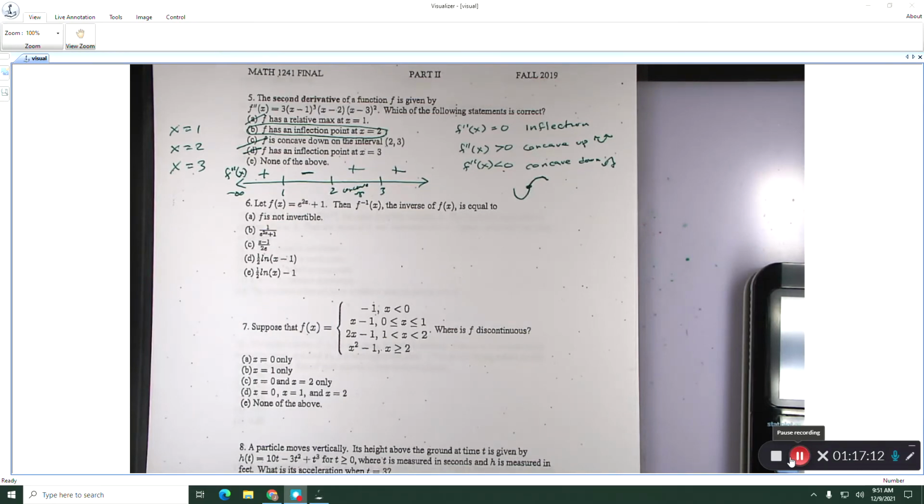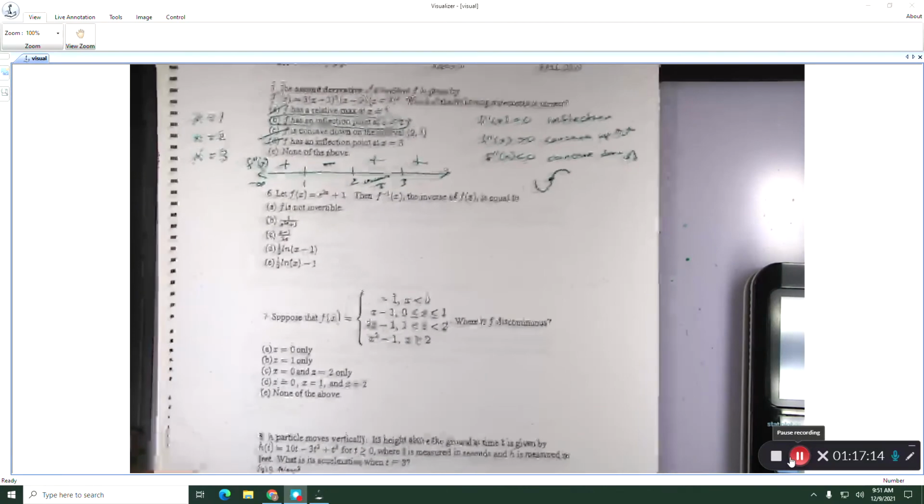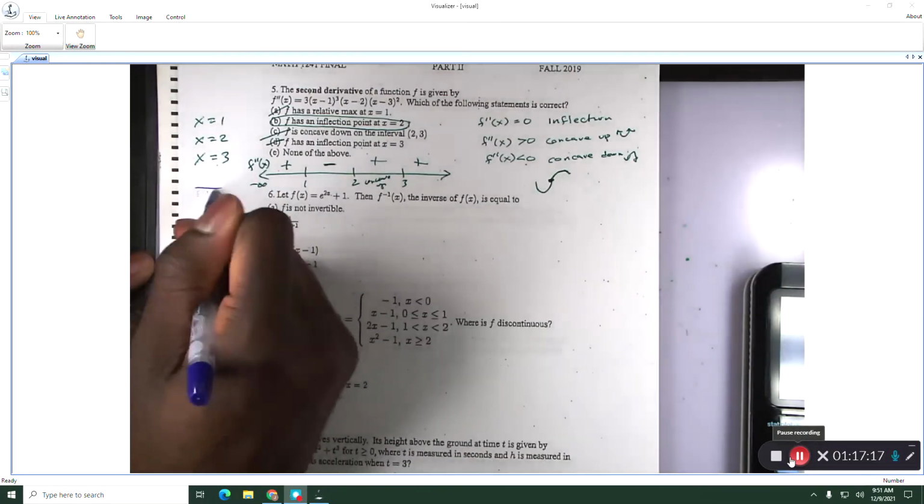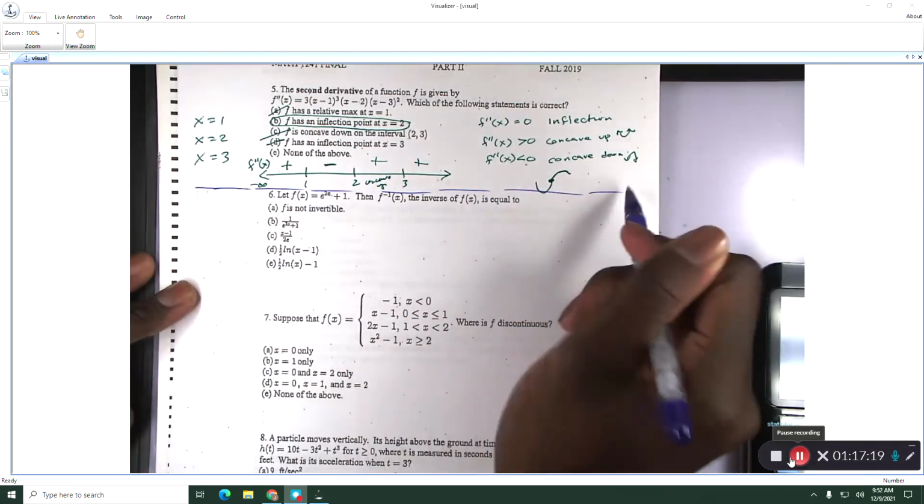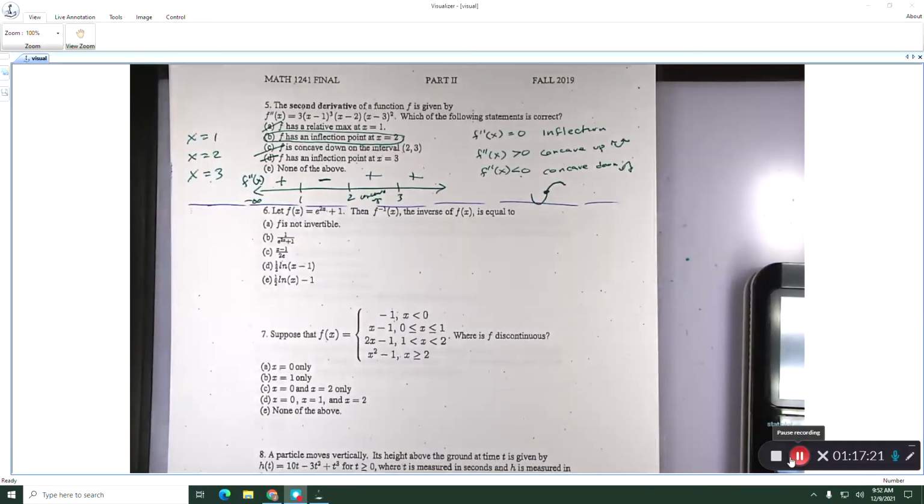Question six, we go back to our functions. It says, let f of x equal e to the 2x plus 1. Then f inverse of x, the inverse of f of x, is equal to.